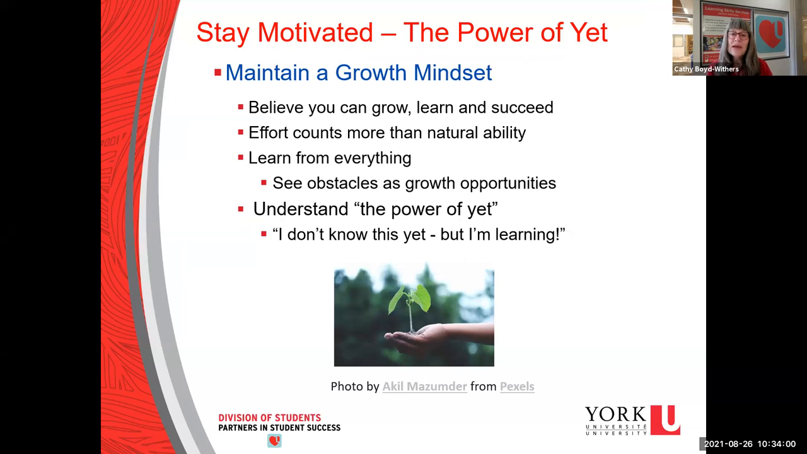Understanding effort counts more than just natural ability. It's not a question of, hey, you're either smart or you're not. You know, that's not how it works, right? You can grow your intelligence through work and developing your learning and so on. Growth mindset learns from everything. If obstacles crop up, those are opportunities, growth opportunities. No one likes it when something happens that we don't want to happen, but we can always learn from it, right? So try to foster that mindset in yourself.